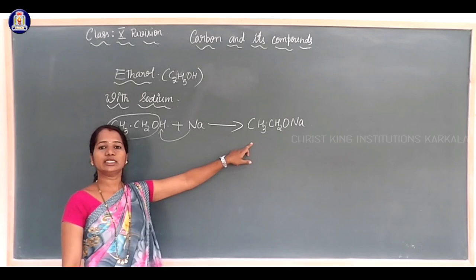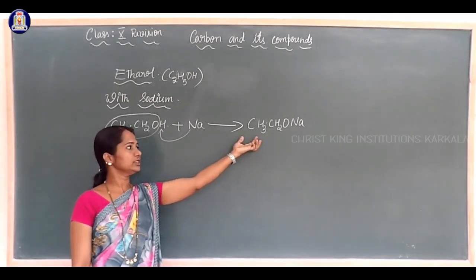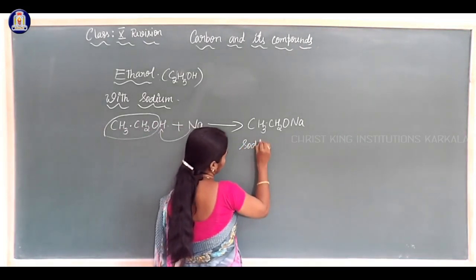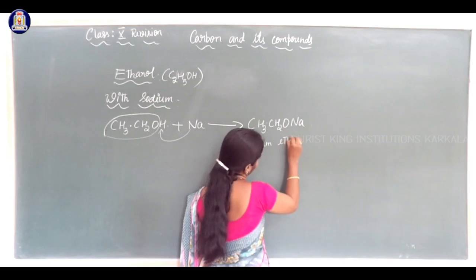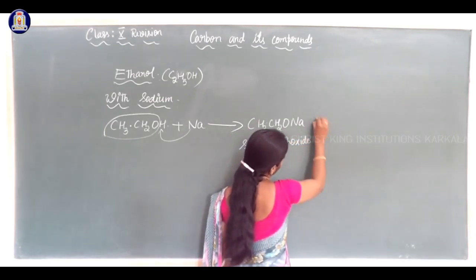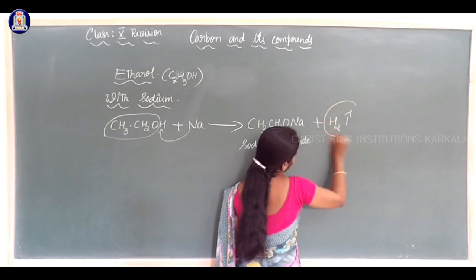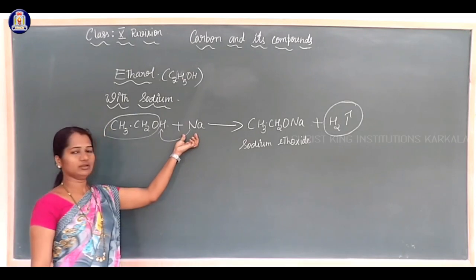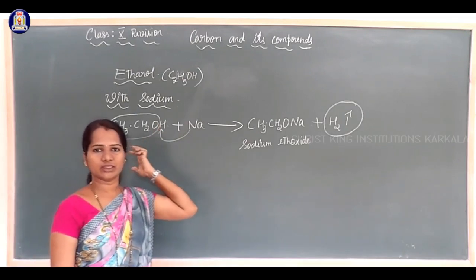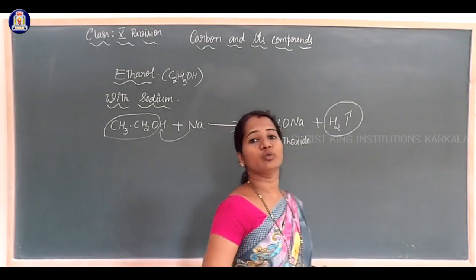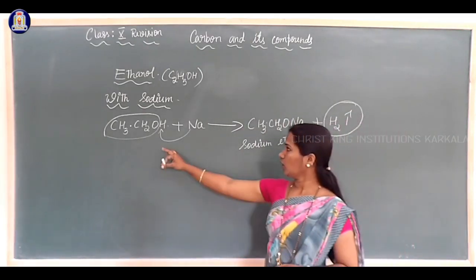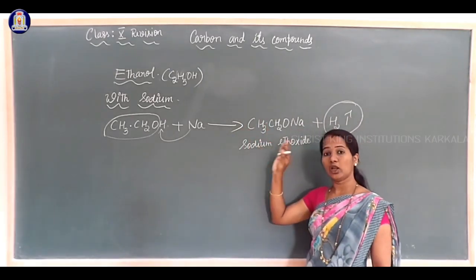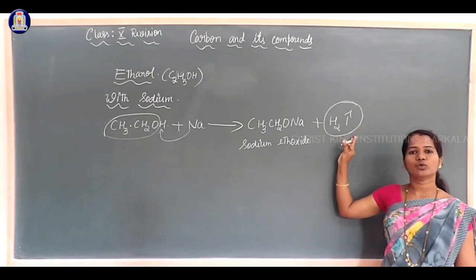We get here C2H5ONa. So what is this C2H5ONa? This is sodium ethoxide with the liberation of hydrogen gas. So which gas is liberated when ethanol reacts with sodium? When ethanol reacts with a very active metal, that is sodium, it forms sodium ethoxide along with the liberation of hydrogen gas.